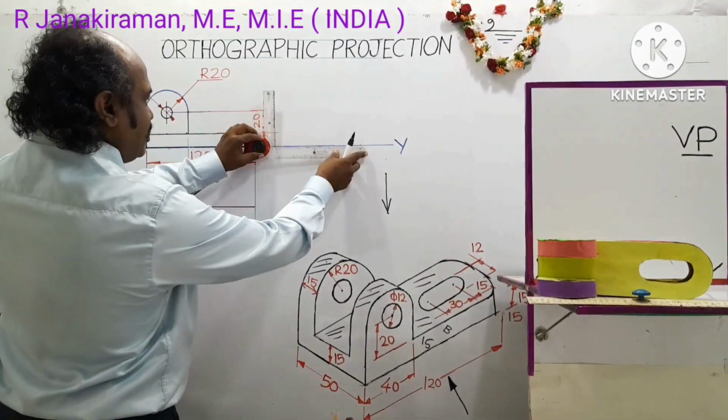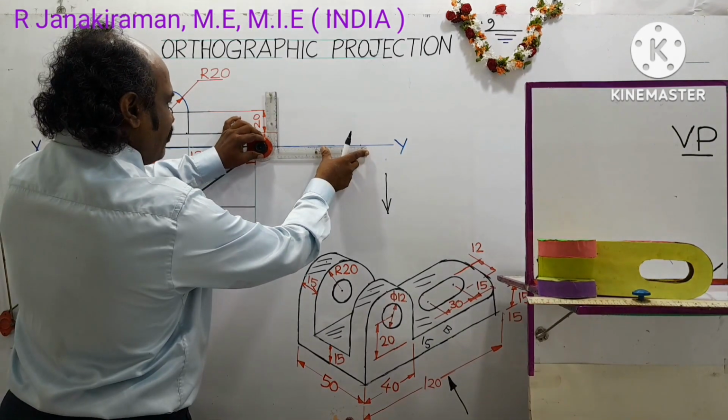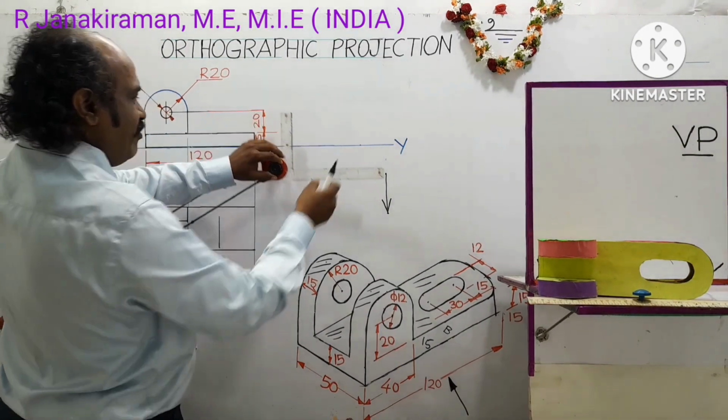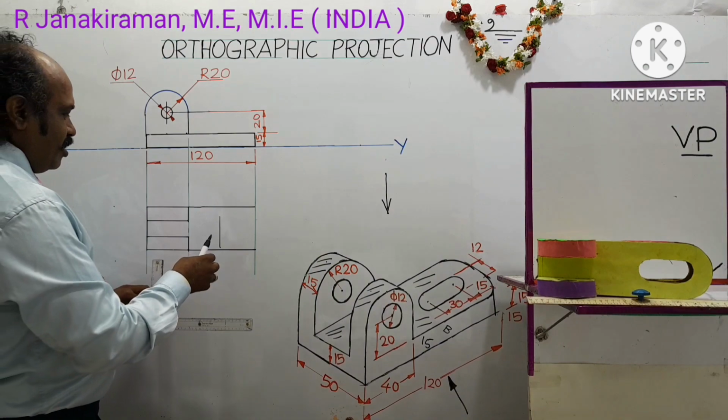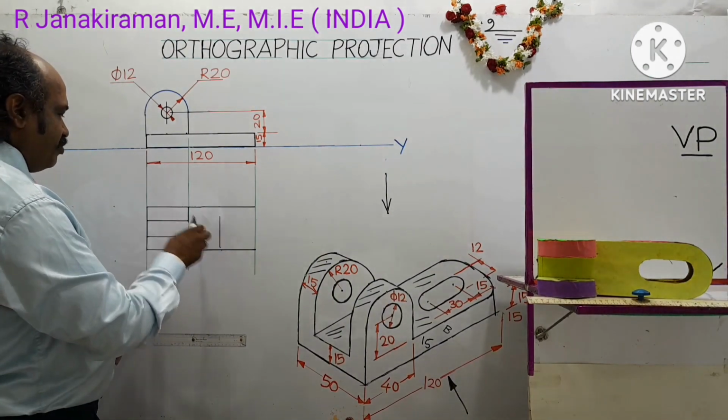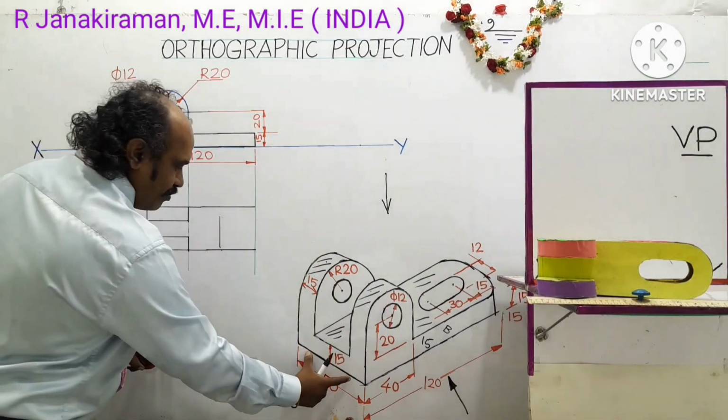So the first drawn line is the XY line. Keep the longer scale over the drafter. Rotate it clockwise. The scale will be positioned like this. Okay. So this distance will be the breadth of the object. This will be the breadth, same as 50 mm.